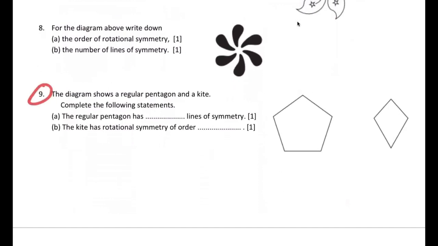Okay, let's do question number 9 now. The diagram shows a regular pentagon and kite. Complete the following statement. The regular pentagon has dashed lines of symmetry. If it's a regular pentagon, how many lines of symmetry will it have? 5. A regular pentagon will have the same number of lines of symmetry as the number of sides, so there are 5. The kite has a rotational symmetry of order.